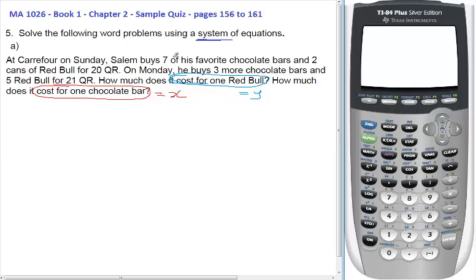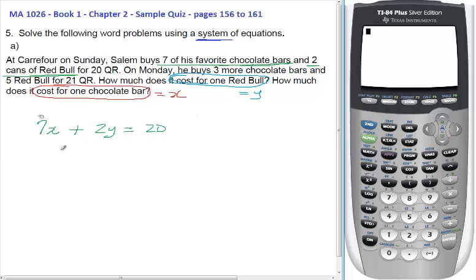So if he buys 7 chocolate bars, follow that. Now what's a chocolate bar? X, right? Cost of a chocolate bar is X. So 7 times X plus, now we got 2 cans of Red Bull. The cost of Red Bull is Y, so 2 times Y equals the total cost for that, which was 20 reals. It's a very simple cost equation setup, isn't it?